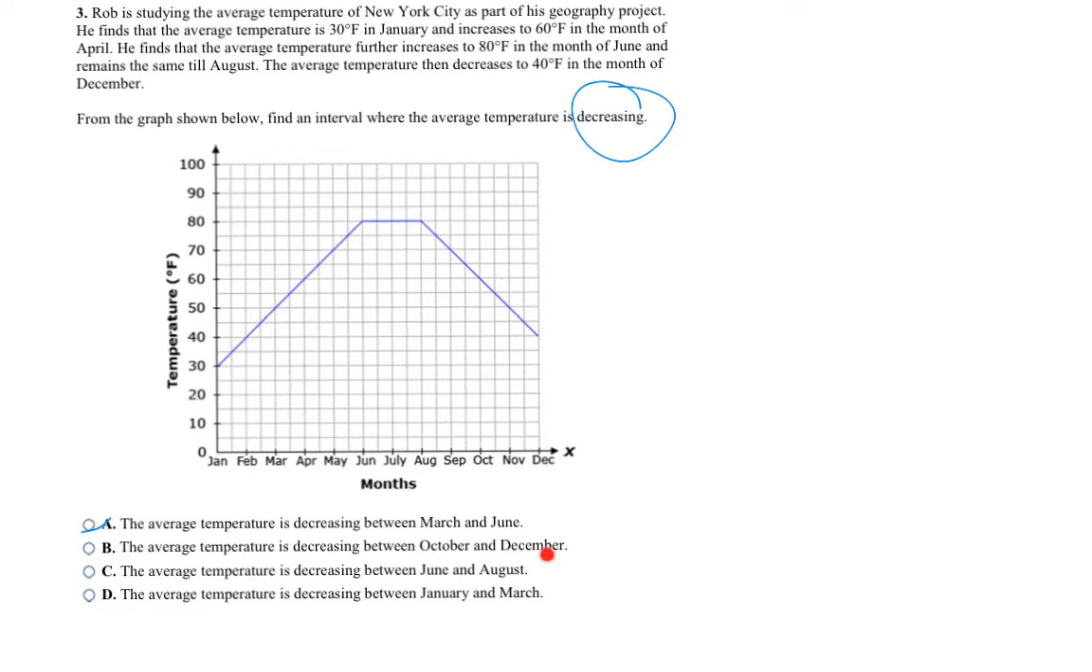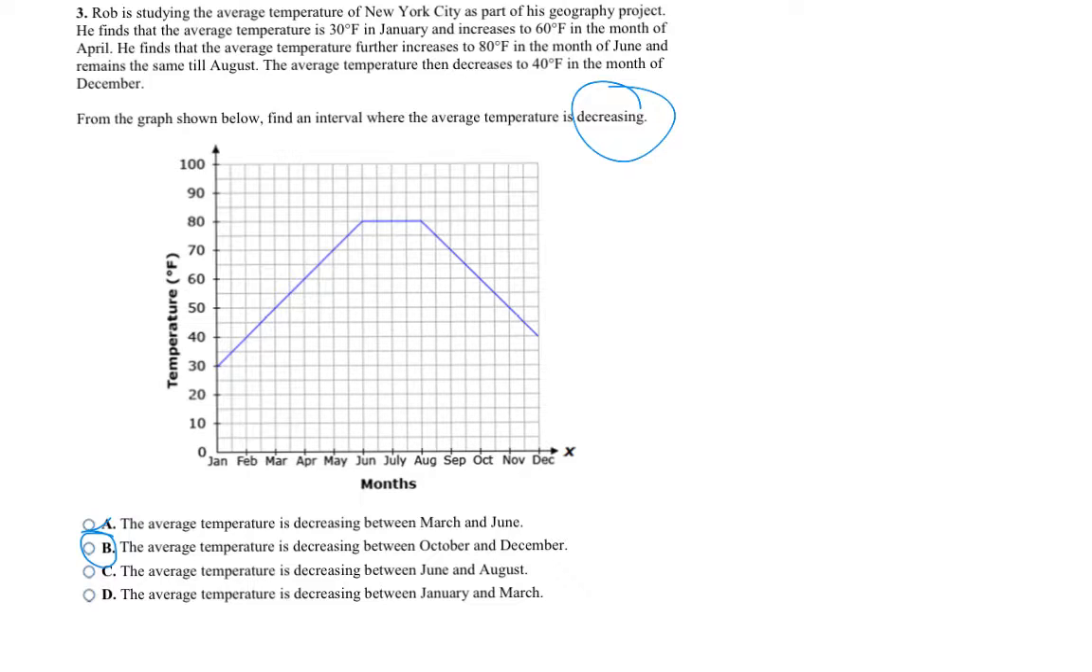I'm looking at October to December. So I go up my graph to where it's at for October, and I go the same for December. And from October to December, the line is going down. So starting October, going to December, the line is decreasing. So that means my answer here is going to be B.